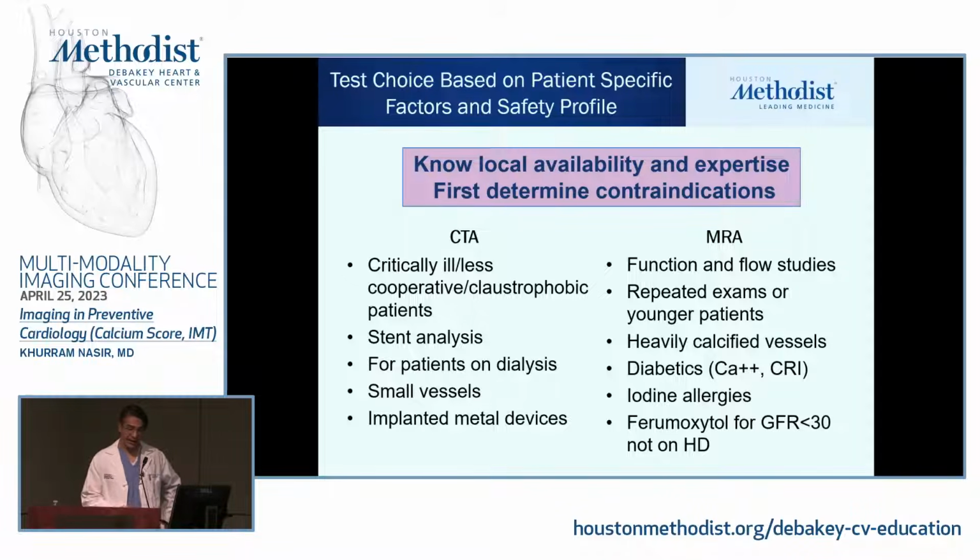Consider MRA if you have younger patients, repeated exams, heavily calcified vessels, those who are diabetics or renally insufficient because they're going to have a lot of calcium, may have iodine allergies, may need to use the Ferumoxytol, or if you're now getting into the function and flow kind of considerations as well.